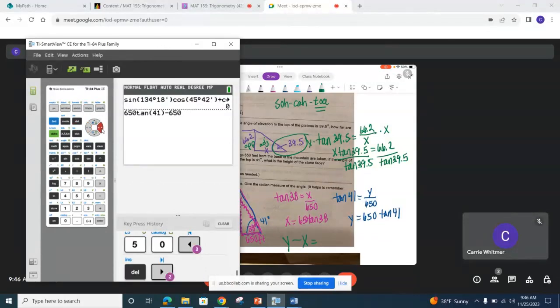There we go. And so that tells me it's 57.20, because this one wanted us to round to 2 decimal places.